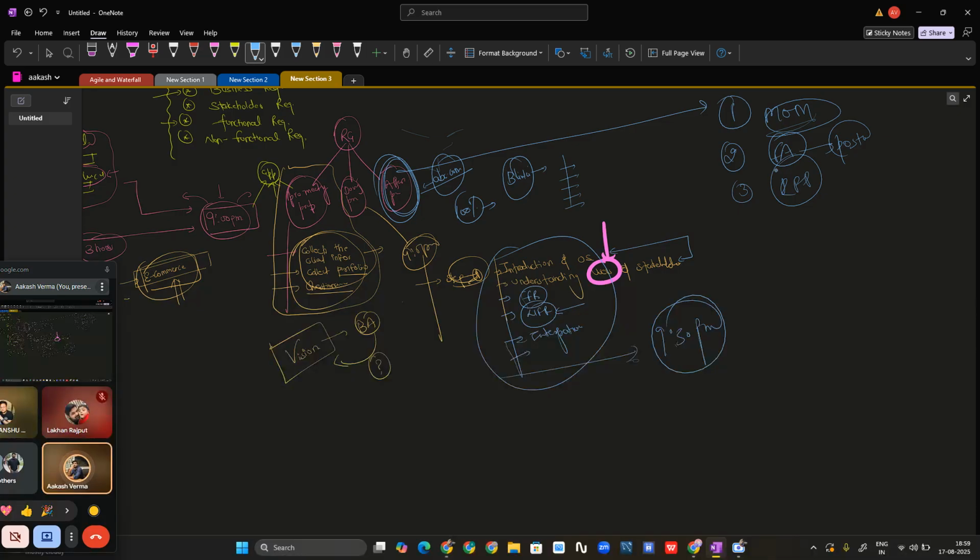Then again you have to revamp or upgrade the version of this document and again send it to the client. और इसी तरीके से मीटिंग चलती रहती है.